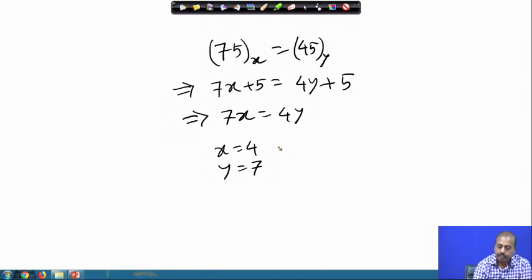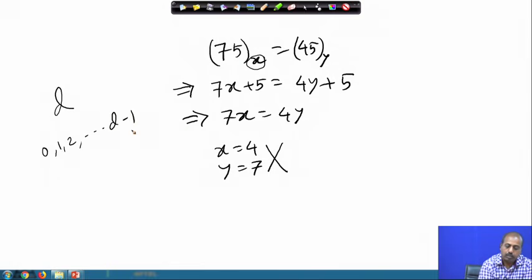But this is not a correct result, because if you look at the number here, 75 x, this x must be more than 7, otherwise the digit 7 is not defined for x. Because if I have a base d number system, then the digits are 0, 1, 2 up to d minus 1. So, if 7 is the base, then I will have the digits 0, 1 up to 6. Similarly, for x equal to 4, I cannot get the digit 7 there.